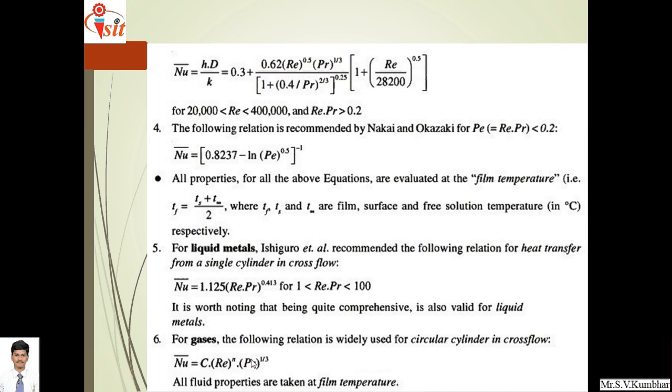For gases, generally we use Nusselt number is equal to C Re raised to n Prandtl raised to 1 by 3, and all fluid properties are taken at film temperature. This equation is used for a circular cylinder in cross flow.